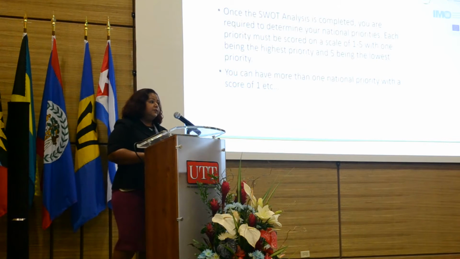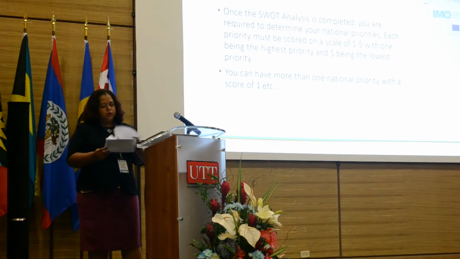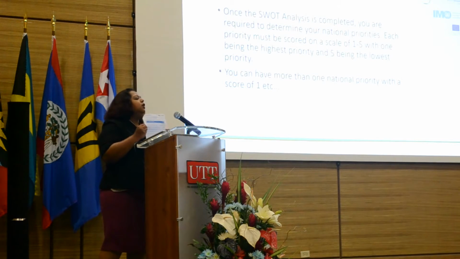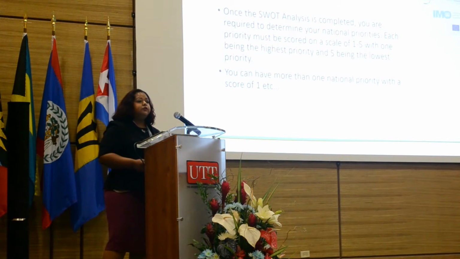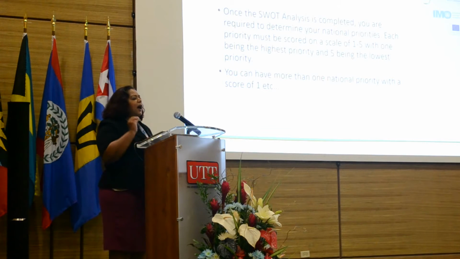From that SWOT analysis, when you're complete, we'd like you to stay within those little groups as countries, and you will then pull out of your discussions, out of that SWOT analysis, and list out your national priorities. Turn to pages 7 and 8, where you have a table to list out your national priorities. You can have as many as you'd like, but we want you to rank them on a scale of 1 to 5, 1 being the highest priority.